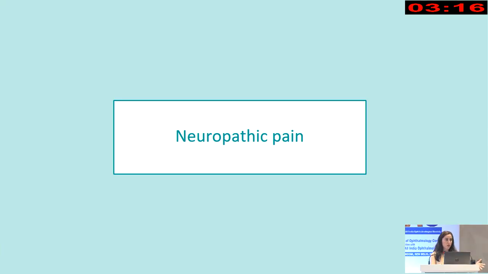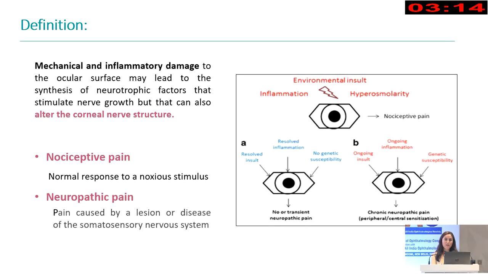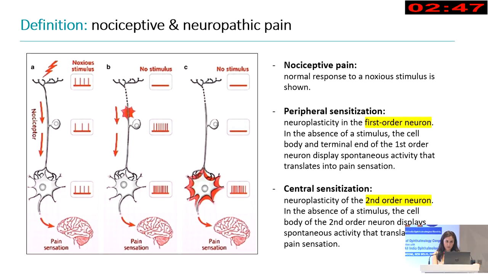And what about the neuropathic pain? Here we will have not a denervation, but an alteration of the nerves. As you know, the first reaction of our body will be to have a nociceptive pain, which is helpful because it will promote reepithelialization. But if our body creates microneuromas, then we will have a neuropathic pain, which is a pain that is caused by a lesion or disease of the somatosensory nervous system.